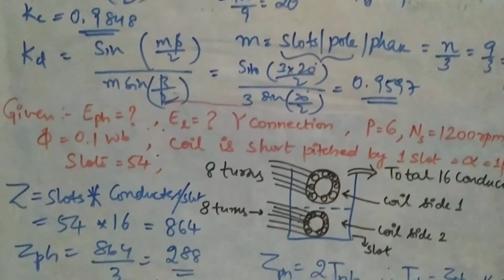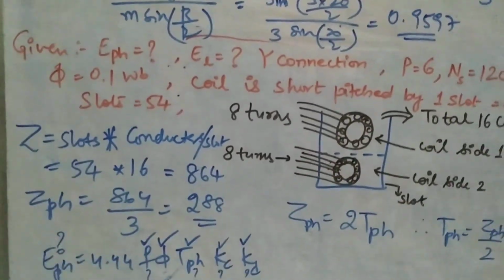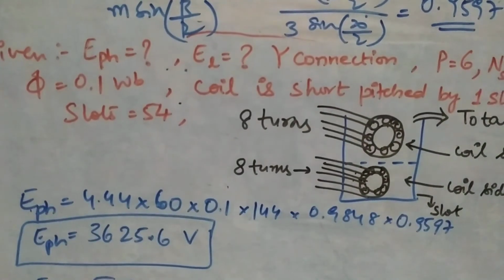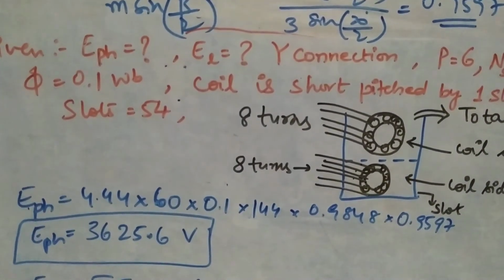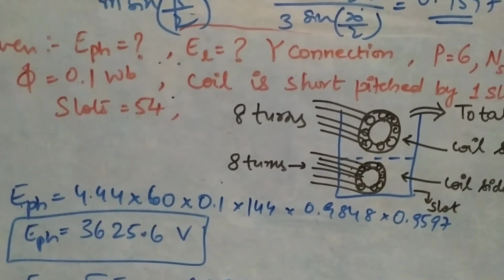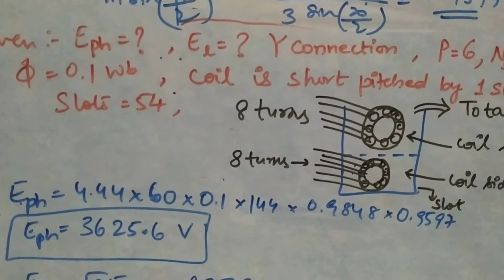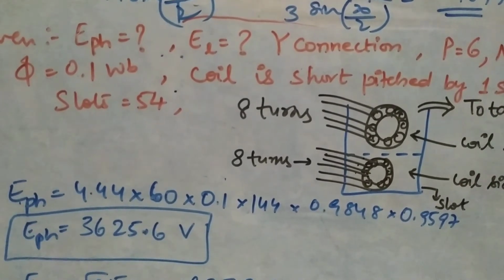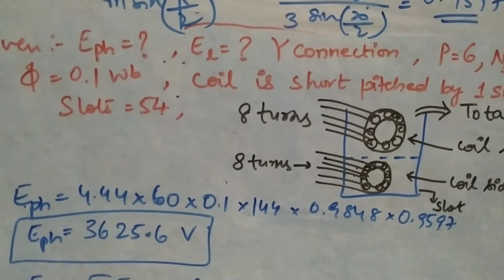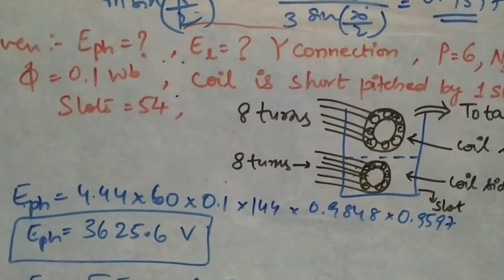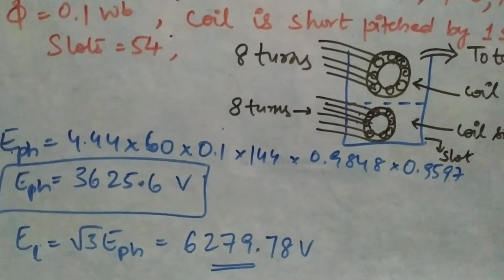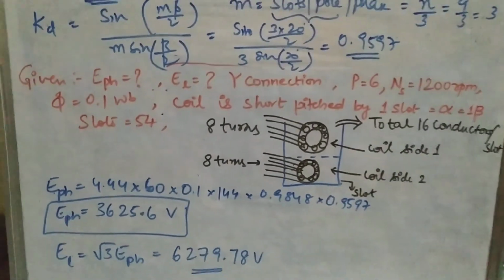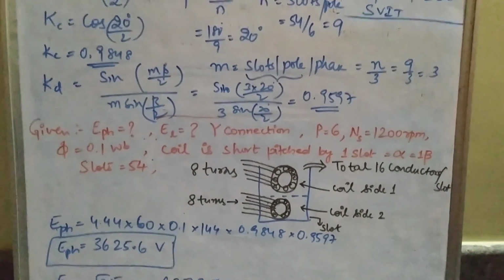Now let us substitute all these values in the E phase formula. After substituting the values of the corresponding parameters, we get 3625.6 volts. Also, we can solve for the line voltage, because since it is a star connection, as we all know, the relationship is E line is equal to √3 times E phase. So it results in 6279.78 volts. Thank you for watching this video.